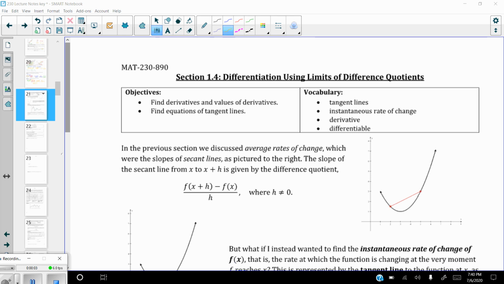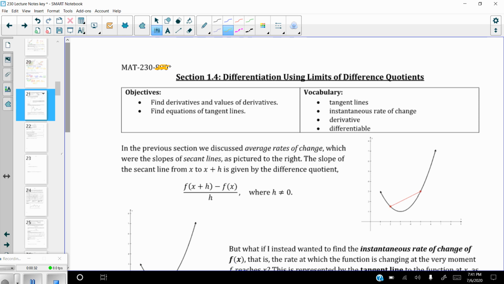Okay, this is section 1.4, differentiation, and using limits of difference quotients. Differentiation just means that we're going to be able to take a derivative. So we're actually going to introduce the concept here of the derivative. We're going to be able to find derivatives and values of derivatives, and we're going to be able to find equations of tangent lines, which is actually an essential part to be able to find derivatives.